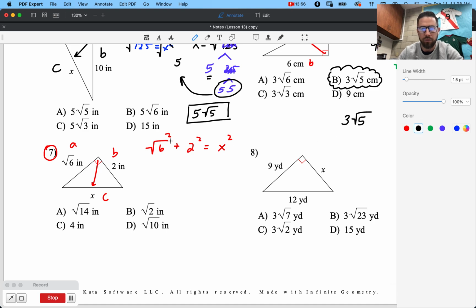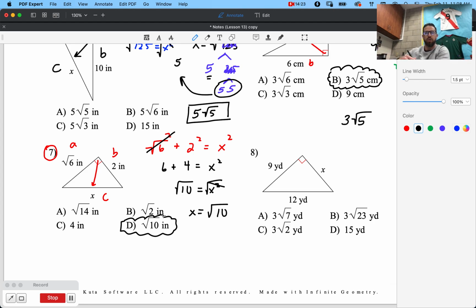Now, what did I tell you? If you ever have a square root that's squared, we just get rid of it. So it looks like we have 6 plus, what's 2 squared? 4 equals X squared. 6 plus 4 is 10. Square root both sides. And we have X equals the square root of 10. And you can't break that guy down because it's just a 2 and a 5 inside, and there's no pairs there. So that is that.